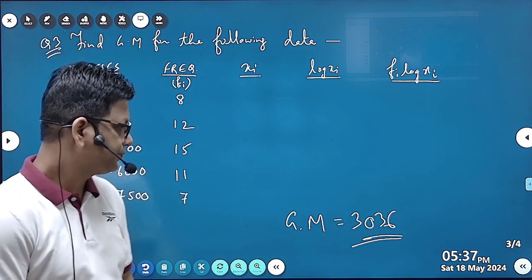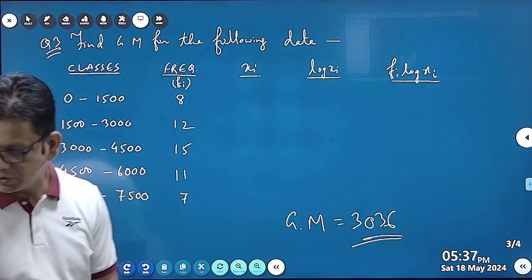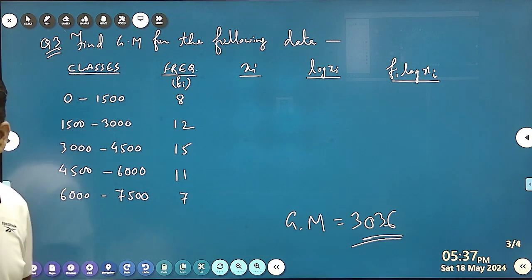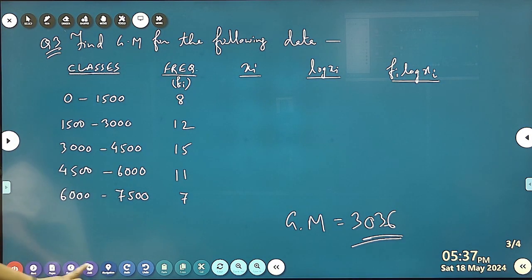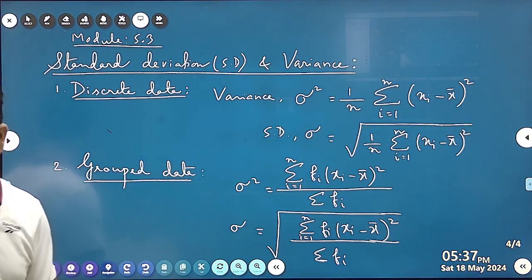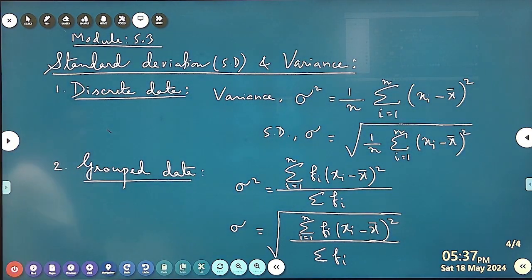Okay. All right. So with this, your GM is over. Harmonic mean was already done. Arithmetic mean was already done. So let's start the next one. This one you probably got before. Okay. If not, it is the easy one.